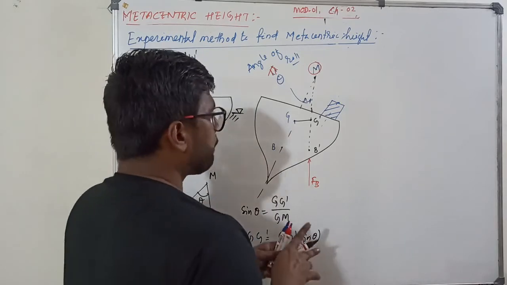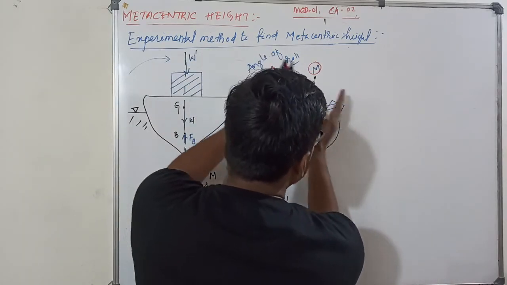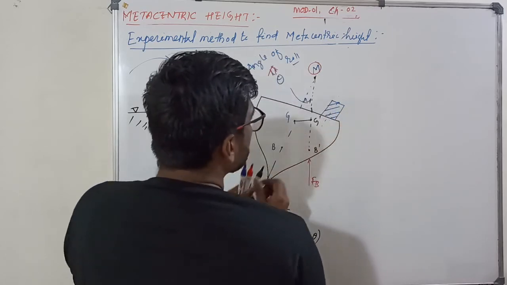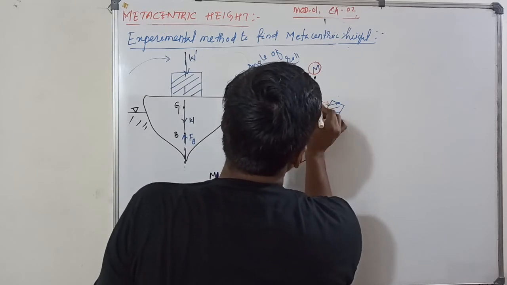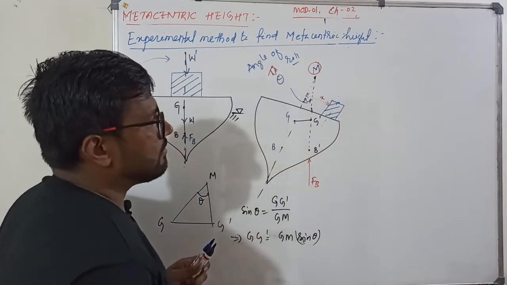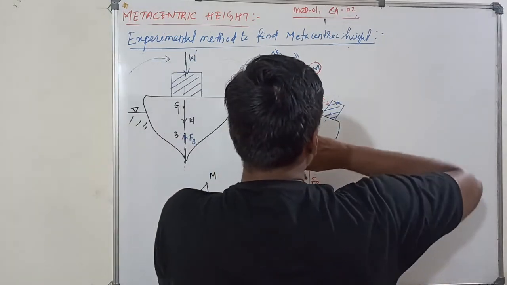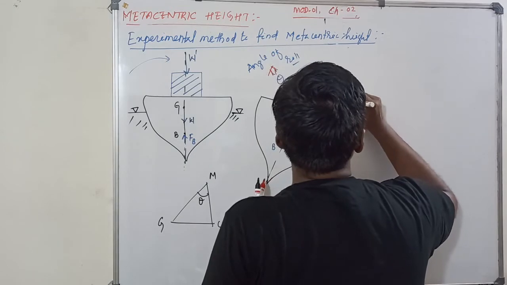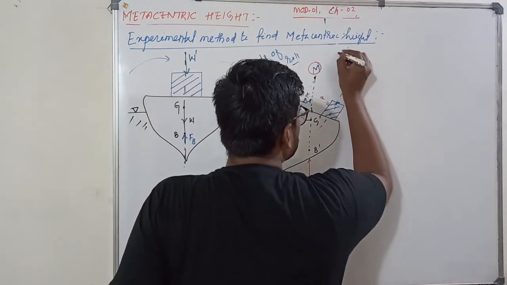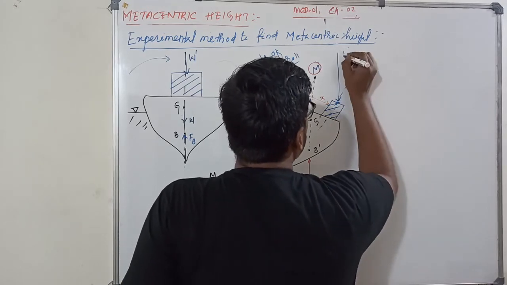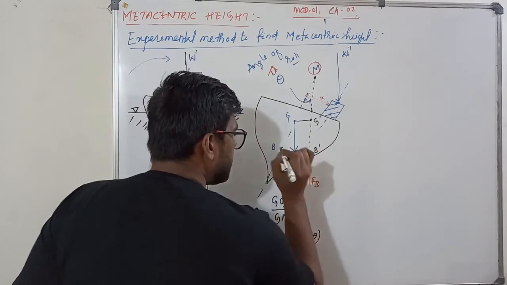Now because it has tilted, the weight has shifted. The weight has shifted and come some distance. I don't know what distance it has come, let us say it has come at a certain distance of x. This is the line of action. It has come at a certain distance of x, and this weight W dash is acting here, and W is acting here.